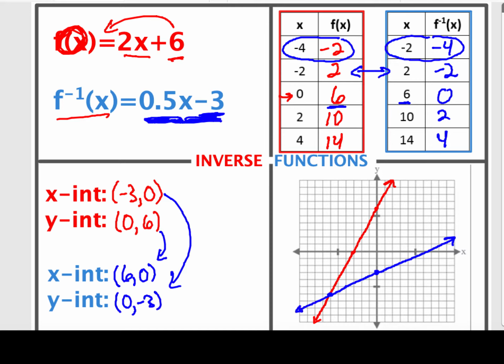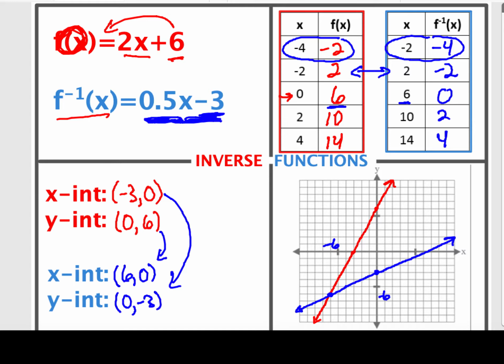And notice the point where those two graphs cross, well, that's the point, what, negative 6, negative 6. So it makes sense if we switch x and y, -6, -6 would have been on both graphs. Even if we switched the x's and y's, that would occur on both of them.